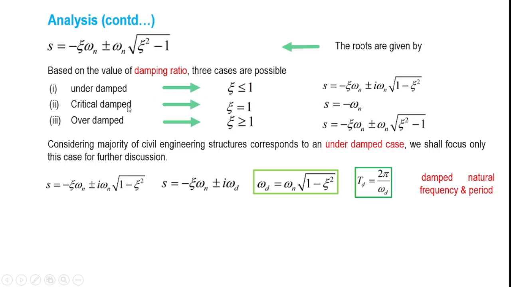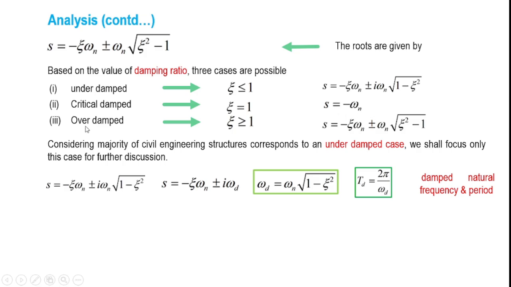Now the second system is a critical damped system wherein the damping ratio c equal to 1. That is, the system damping is equal to the critical damping. So if you make a substitution c is equal to 1 into this equation, we find that we have got only a single root, that is s equal to minus of omega n.